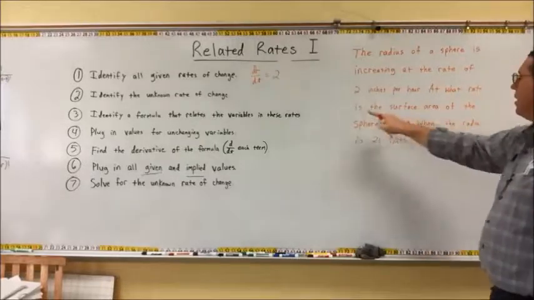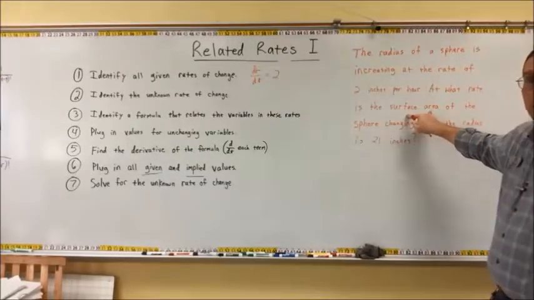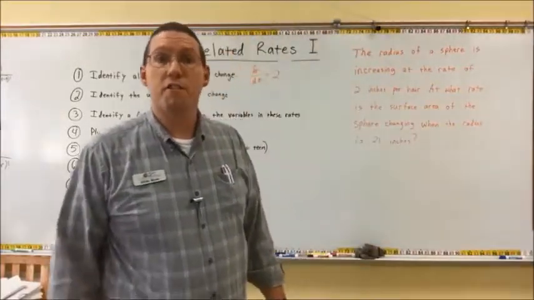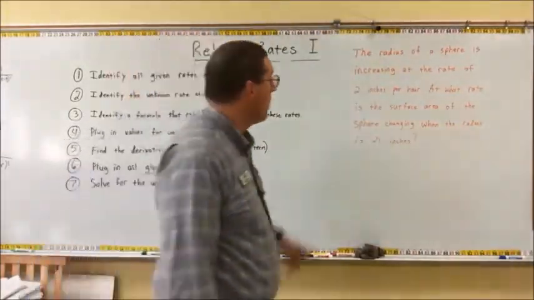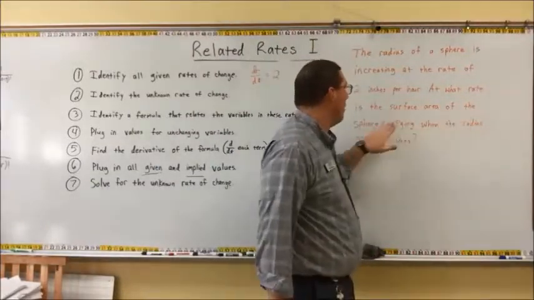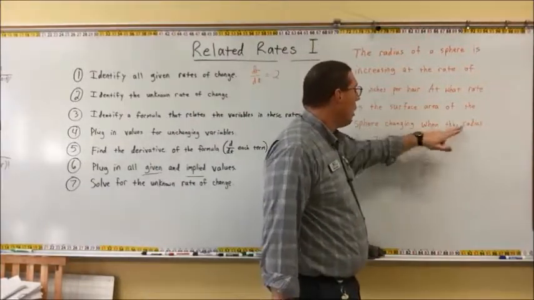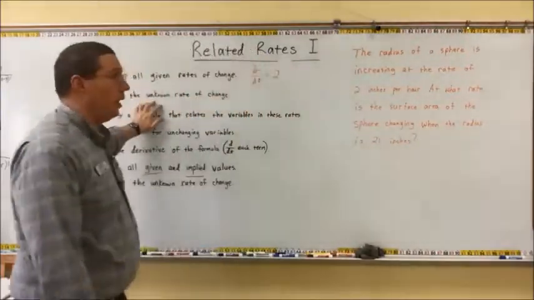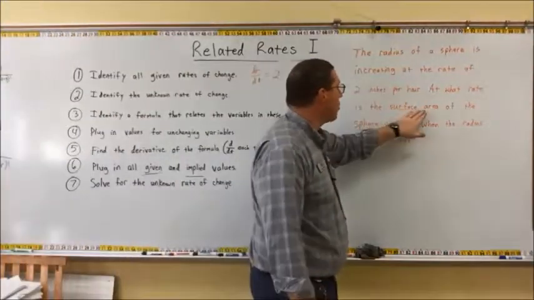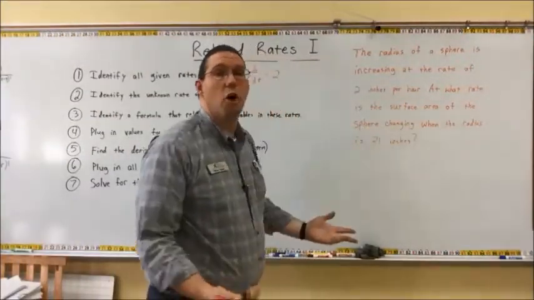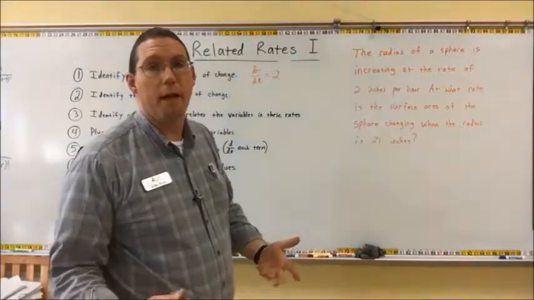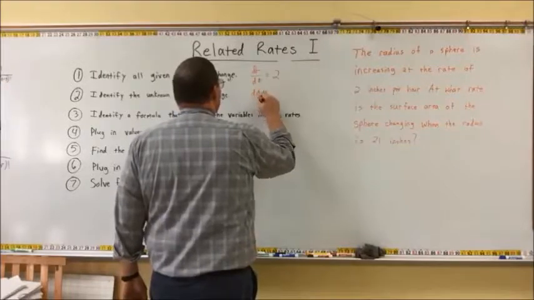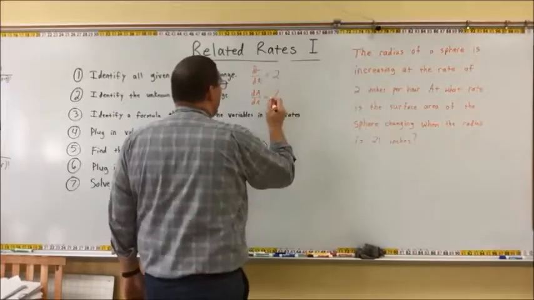At what rate is the surface area? You may have to look that one up on the internet. You may need to look up the formula for the surface area of a sphere, because that's what we're dealing in here. Okay? At what rate is the surface area of the sphere changing when the radius is 21 inches? So, our unknown rate of change is the rate of change in the surface area of the sphere. If you want to call it SA, that's fine, but I'm going to call it A. All right, so dA/dt is, we don't know, we want to find out.